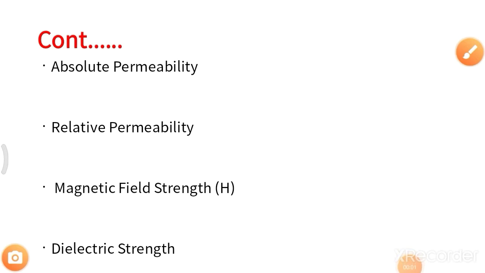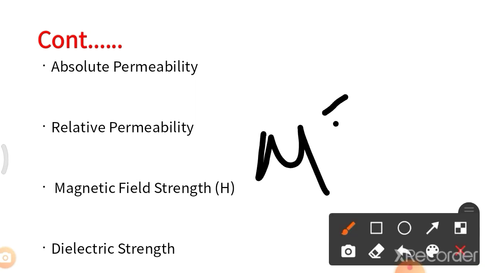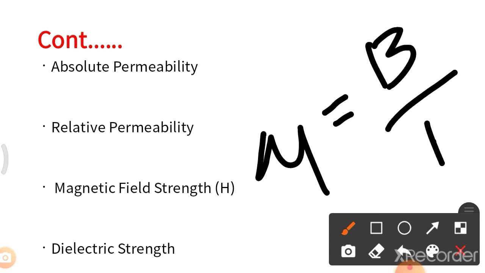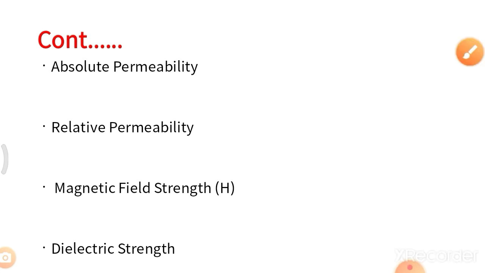Next is absolute permeability. The absolute permeability is defined as the ratio of magnetic flux density in a particular medium, the medium being other than vacuum or air, to magnetic field strength. Mathematically, it is expressed by mu is equal to B divided by H. B is the magnetic flux density and H is the magnetic field strength.